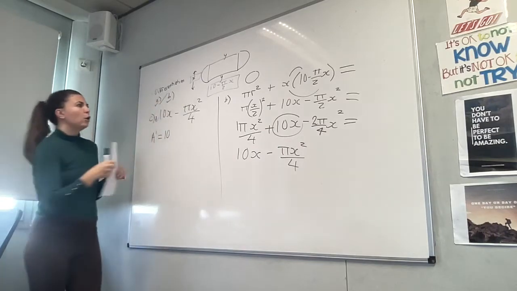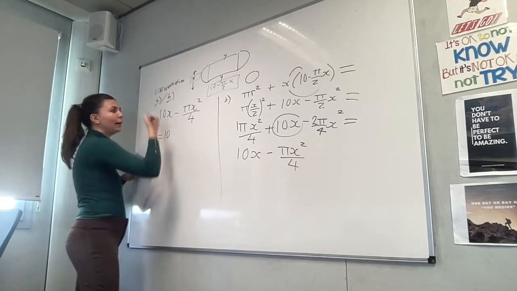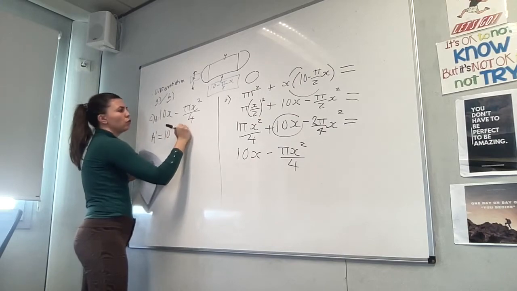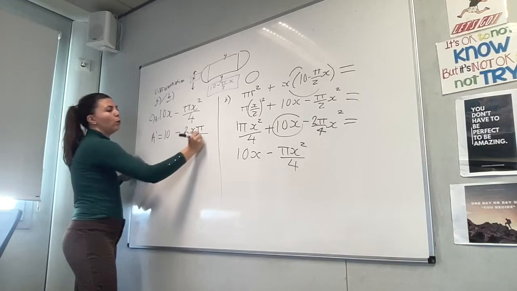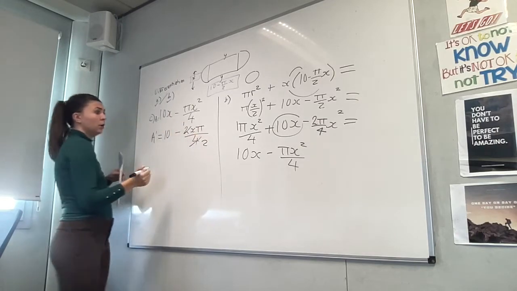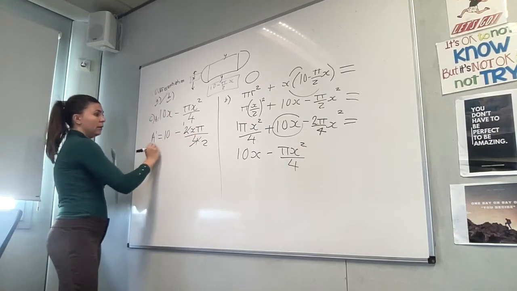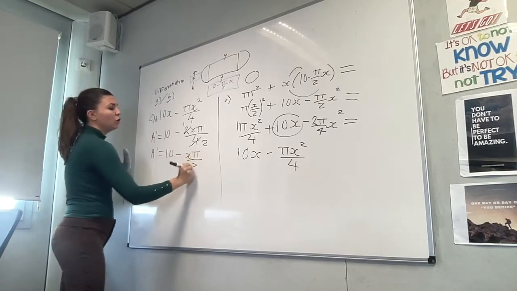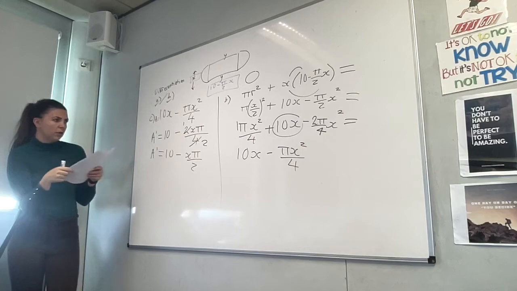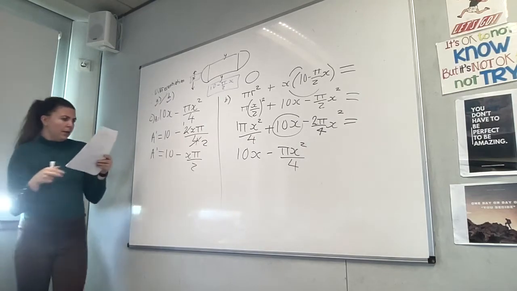And then with this one, obviously, if we're differentiating x squared, like we talked about in the previous question, that just goes to 2x. Now, we've got 2x pi, 2 over 4, which simplifies to 1 over 2. So the answer is simply going to be 10 minus x pi over 2. But you could have left your answer like that and you would have got the answer, I believe. Yes?